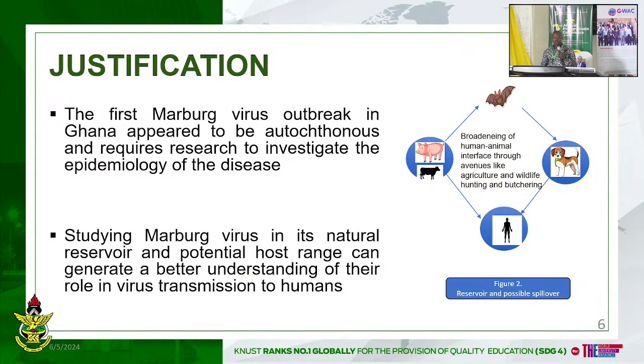So we have to investigate the first outbreak in Ghana, which appeared that it is not known in Ghana. We don't know where it came from, whether it's coming from the bat directly to humans or through domestic animal activities. Also, studying this virus in the natural reservoir will give us a broad spectrum of information so that we can plan as a country, knowing the transmission cycle from animals to humans.